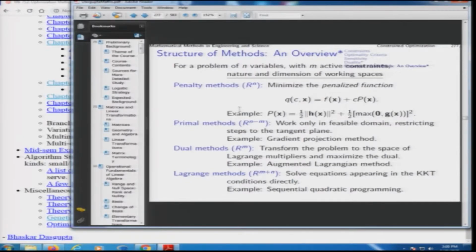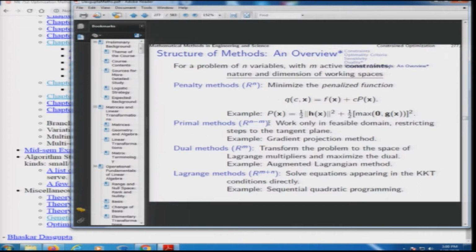Okay. So, in the last lecture we covered penalty methods, the first family of methods for constrained optimization problems. Now, in this lecture and in the next we will cover primal methods.